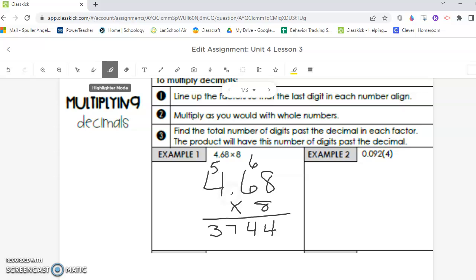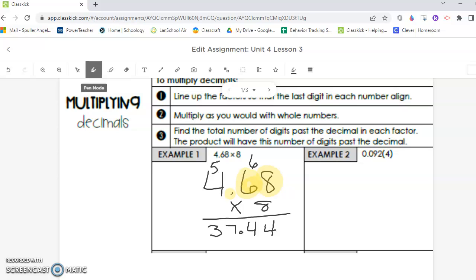Now, here's what they mean about finding the total number of digits in each factor. So, here's the decimal. We have one number behind it, two numbers behind it. Now, there's no decimal down here, so all we have to do is make sure that in our answer, we have two numbers behind the decimal. Does that make sense a little bit? Kind of? Okay. Let's keep practicing this.